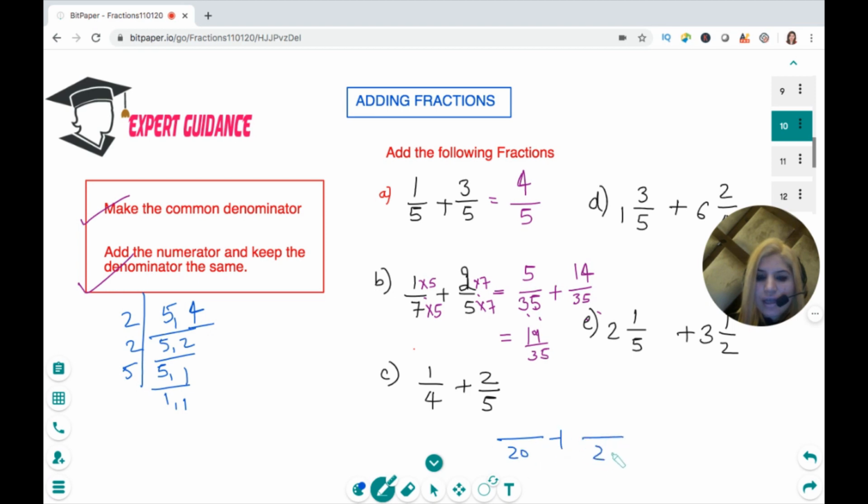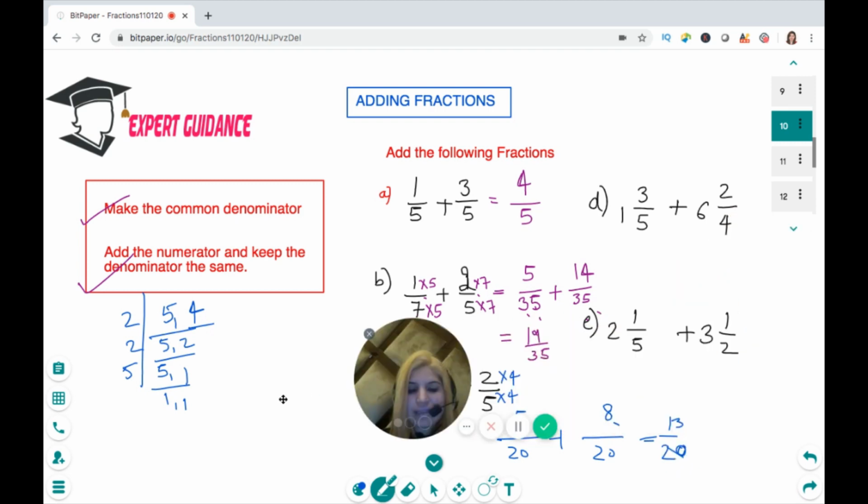Now what number will I multiply 4 with to get 20? That is 5. So my fraction is 5 over 20. For 2/5, it will be 8 over 20. I'll add them. That will be 13 over 20. Okay, so I hope this is clear to you.